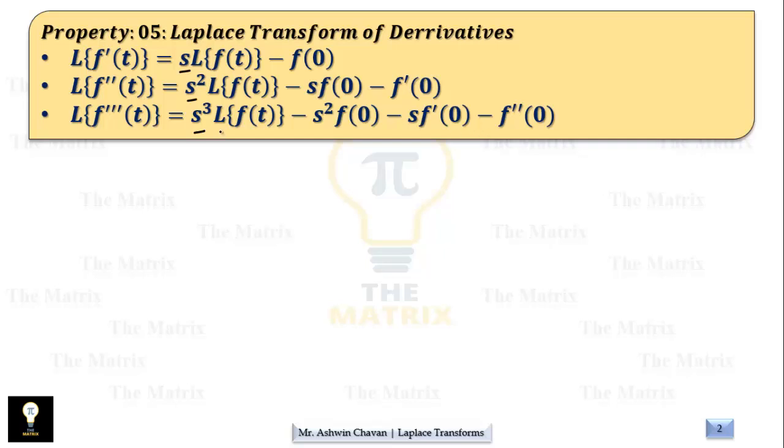Then it contains reducing power of s like s cube, then s square, then s, and then s raised to 0, that is 1. Similarly, Laplace of f of t, then f at 0, f dash at 0, f double dash at 0, and so on.